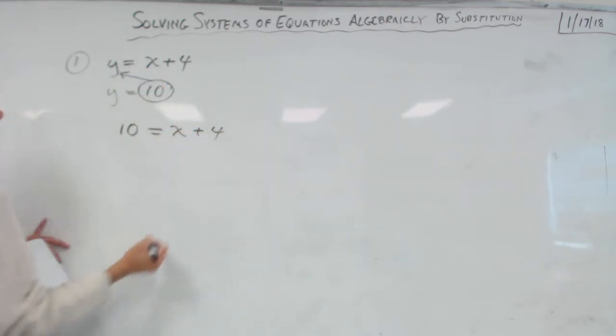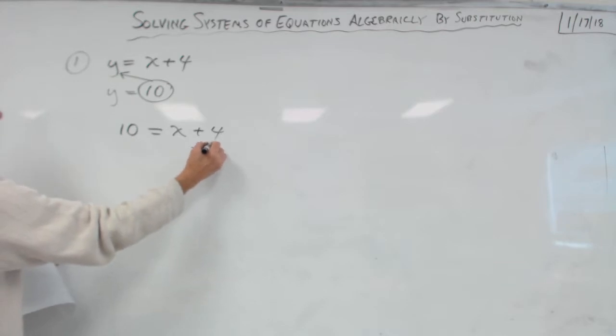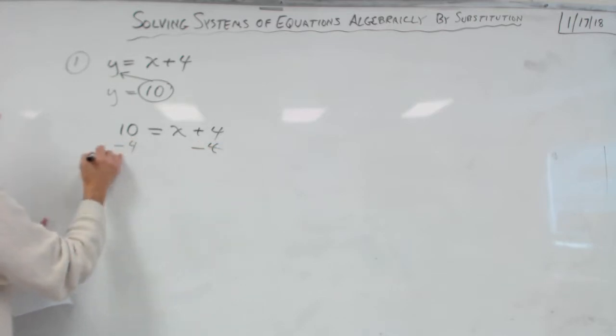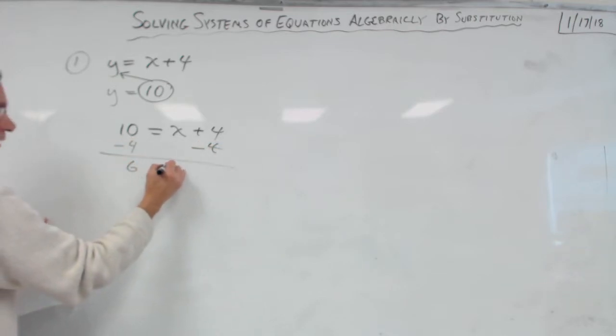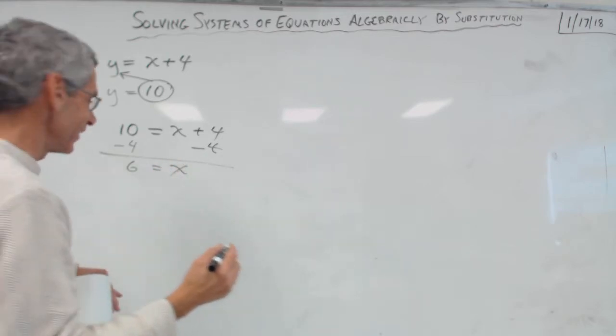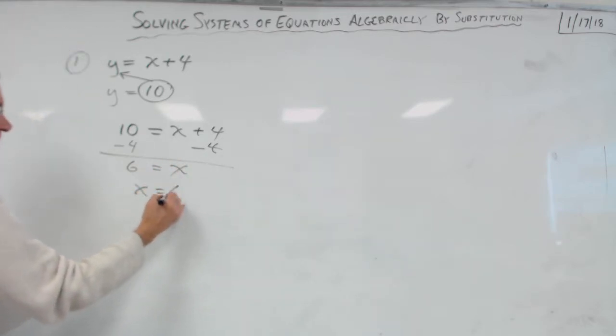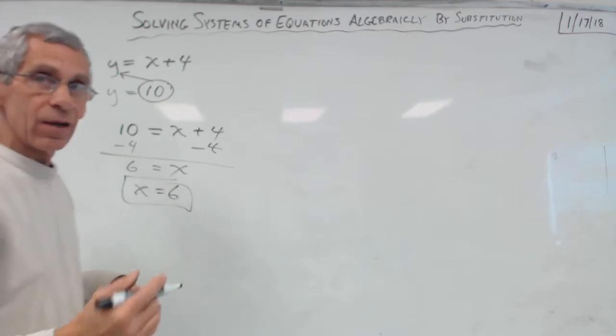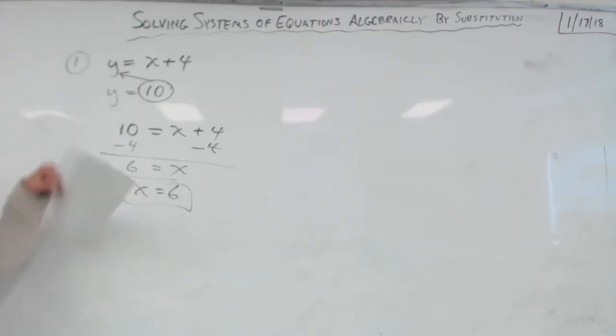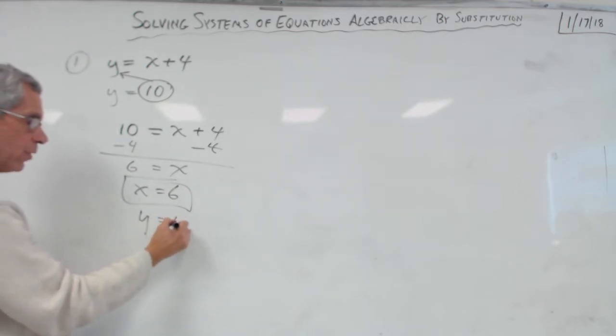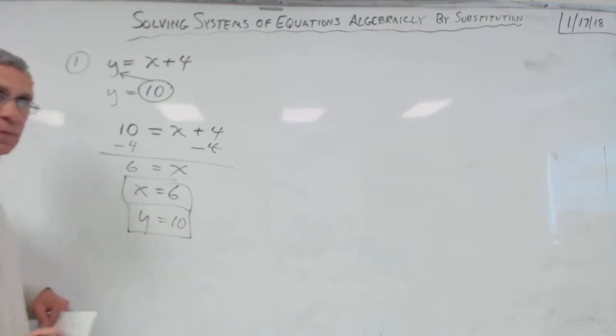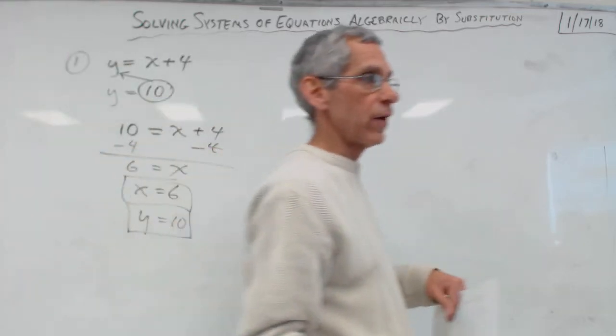What do I do now? I subtract 4, right? Subtract 4, and I get 6 equals x. Okay, x equals 6, right? Yay. All right, what's y? Y is 10. You always want to give me both coordinates, right? So that was easy, right? Fist of 5. Did that make sense?